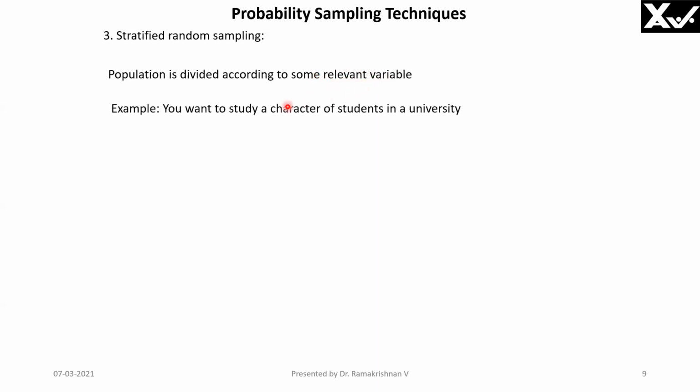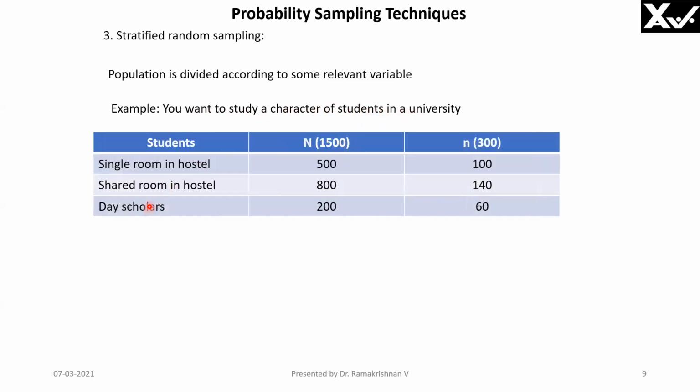Now, stratified random sampling. Here what we do is the population is divided according to some relevant variable. Please, this is very, very important. We are finding out a variable relevant to the population. Example, you want to study a character of students in a university. Then the students may be day scholars or hostelers. Suppose they stay in the hostel in a single room. 500 people are staying. Total population is 1500.